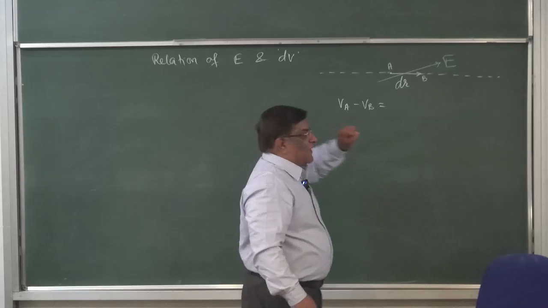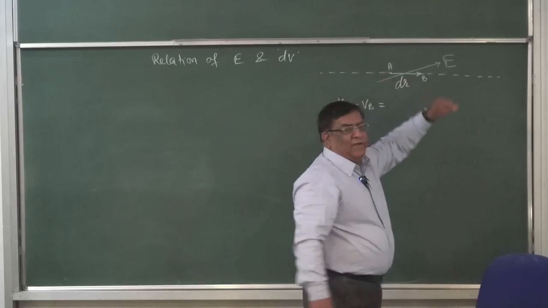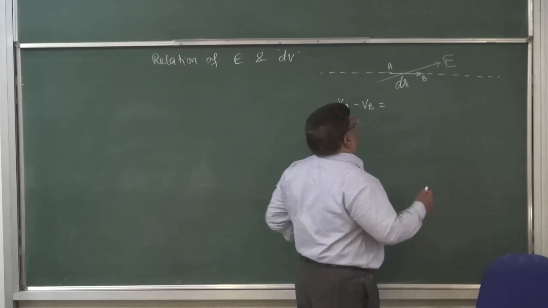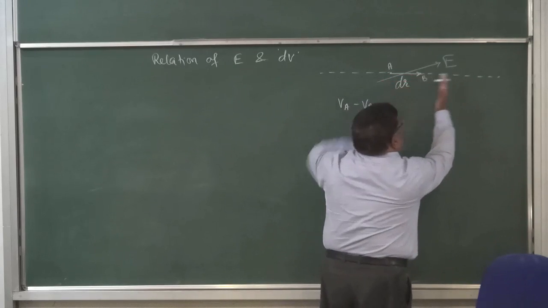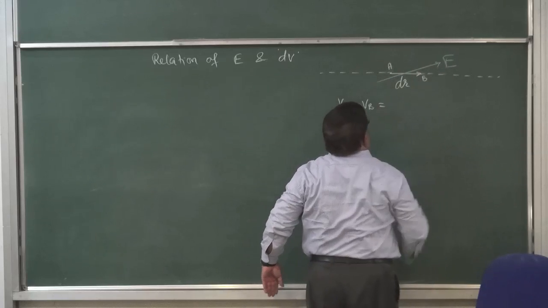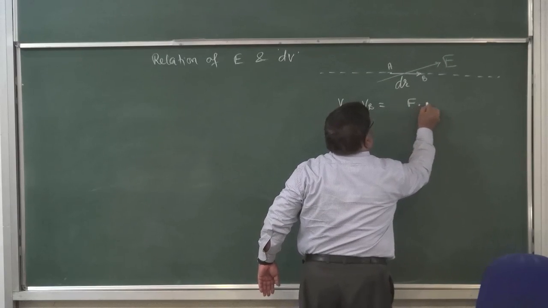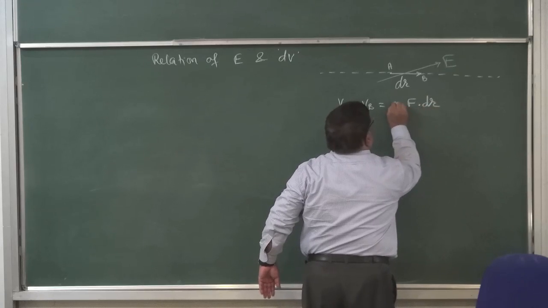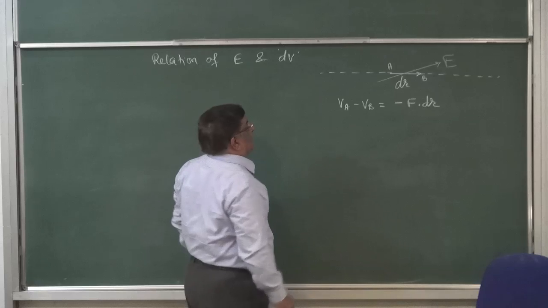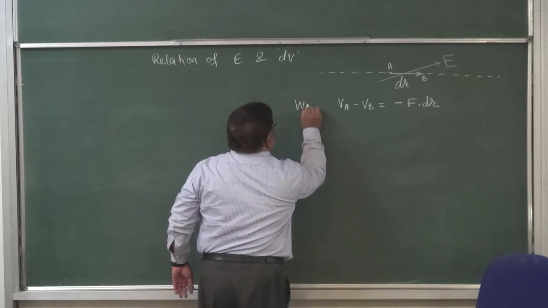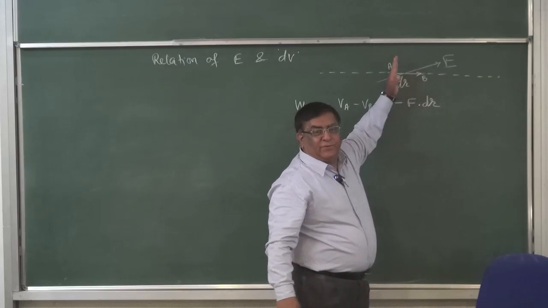I am carrying a test charge Q with me. There is some electric field here. Because of that, there will be a force in this direction on the charge. I am applying force in this direction and doing this displacement. So, how much is the work done? F into dr. This is the work done from B to A.